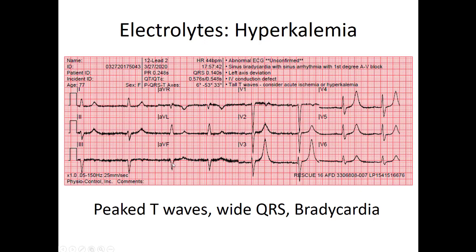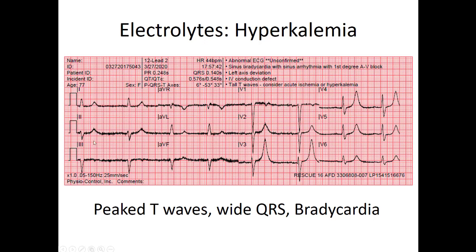Is it regular or irregular? Looks pretty regular to me. Is it wide or narrow? This is a wide QRS. Our QRS is 140. Our normal number we're looking for there is less than 120. So we have a wide QRS that's slow. Next, I'm going to look at my QT. It's 548, so I have a long QT here as well.